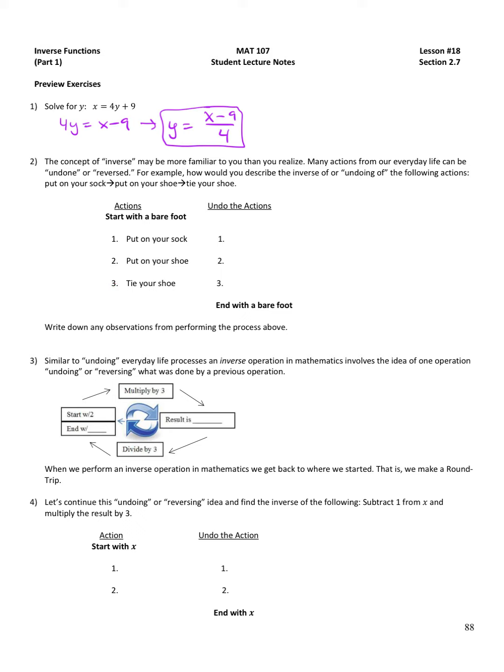Your undo actions, you have to start by untie shoe, remove shoe, remove sock, and end with a bare foot. So we had to undo things in the reverse order that we did them.